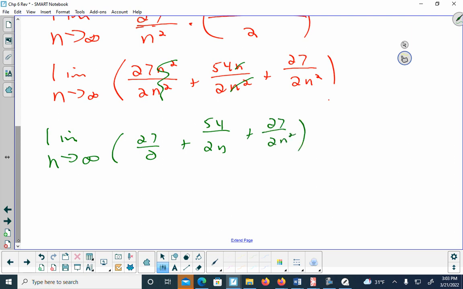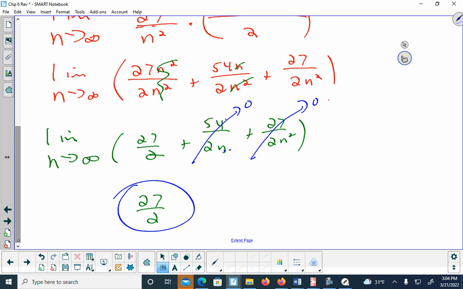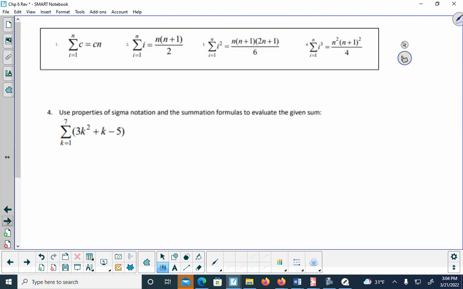Now, as I take the limit as n approaches infinity, there's no place to put infinity into the first fraction, so that's going to be 27 over 2. When I put infinity into this one, I'm dividing a constant by a larger and larger number, that's going to approach 0. Divide 27 by a larger and larger number, that's going to approach 0. So my limit is going to be 27 over 2, or I guess I could write it as 13.5. Alright, moving on to the next one.